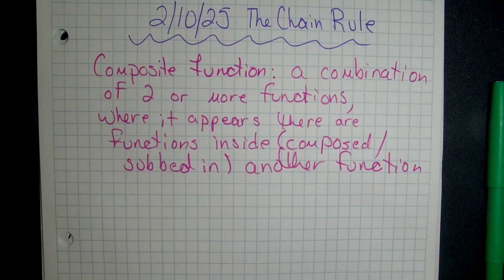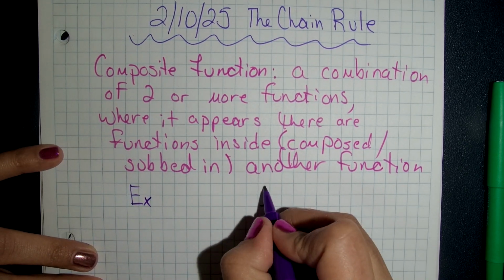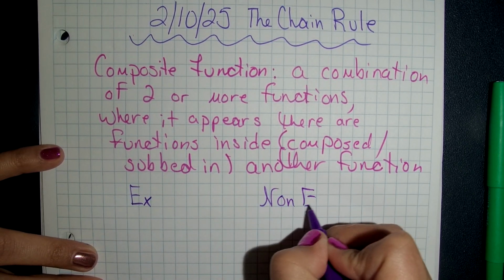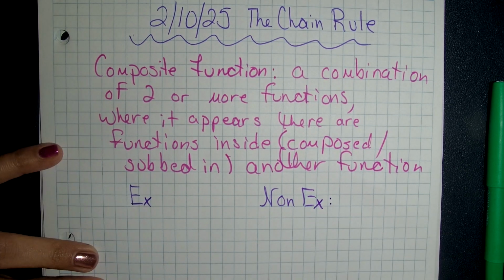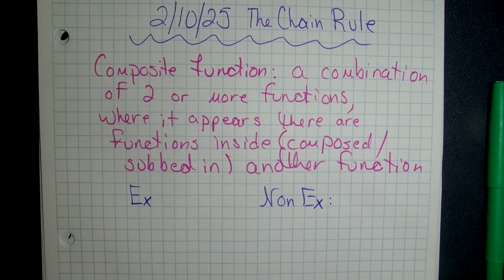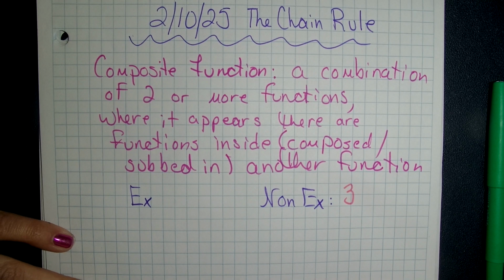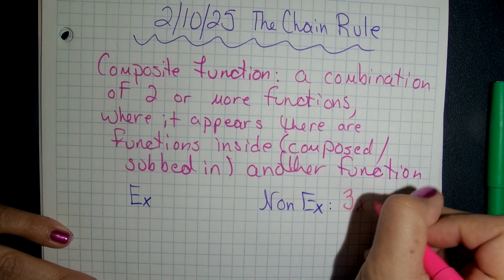So a composite function is a function inside of another function. We put two functions together to make one. So for example, this is what an example and a non-example would look like. Let's start with the non-example, the non-example that we're going to use before I do, you do: 3x to the 6th.